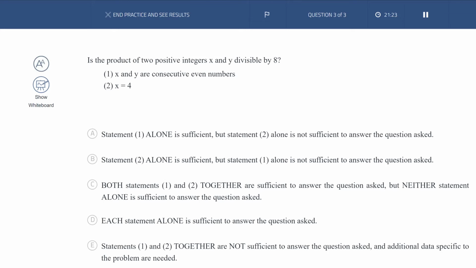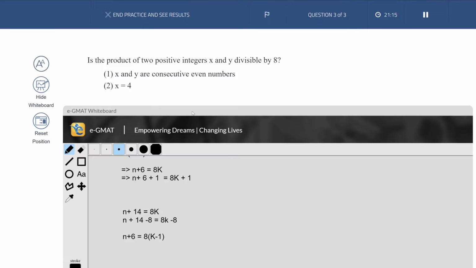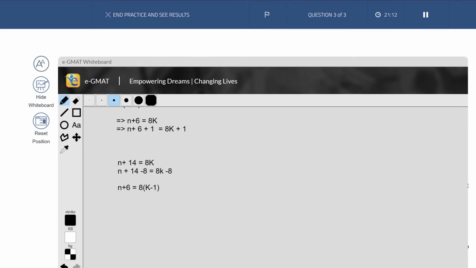Hi guys, so in this video I'm going to showcase another question that you can solve very easily using the whiteboard. So let's go about it. So the question says there are two positive integers x and y, and we want to figure out if their product is going to be divisible by 8. So let's get our whiteboard. We have the old part over here.